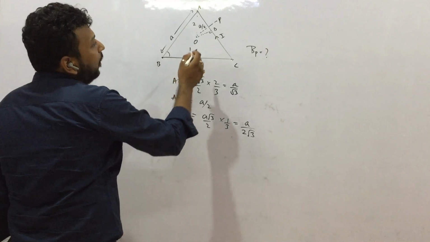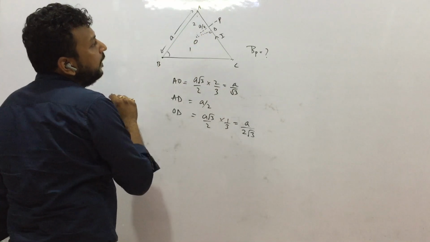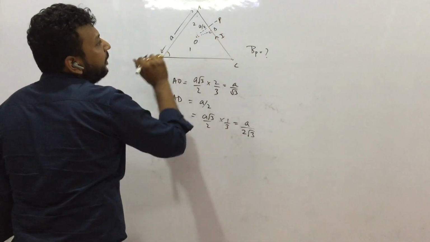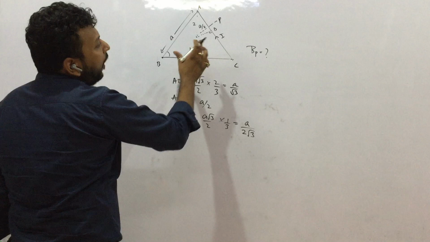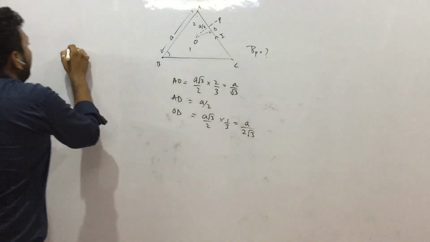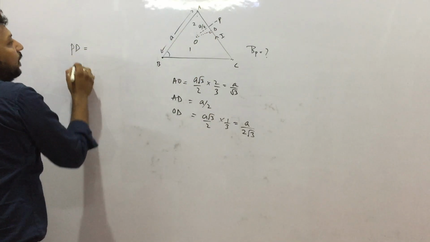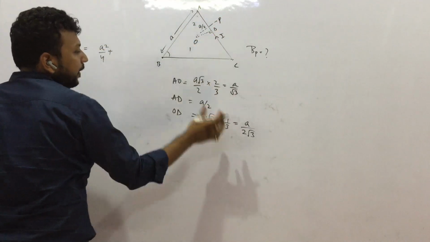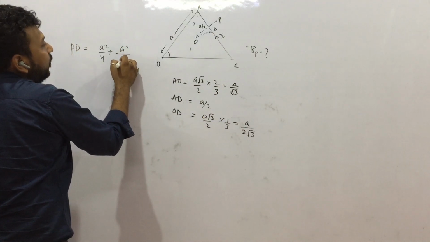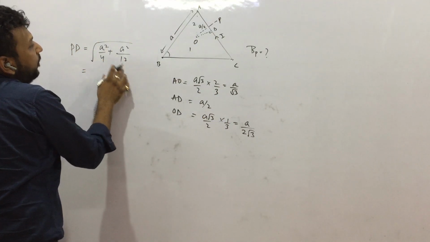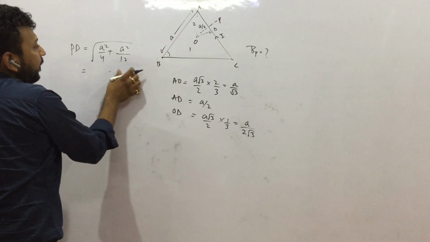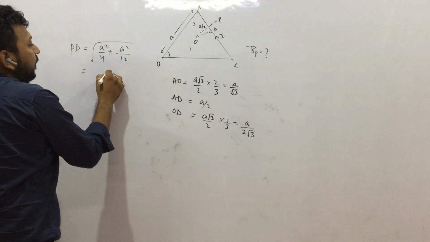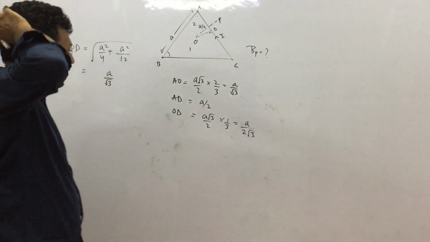What is the distance PD? We can easily find it out. OP is A by 2, and OD we know. By the Pythagoras theorem, PD is the square root of A square by 4 plus OD square, that means A square by 12 under root. Simplifying, 4 by 12 gives A by root 3. So PD we have as A by root 3.